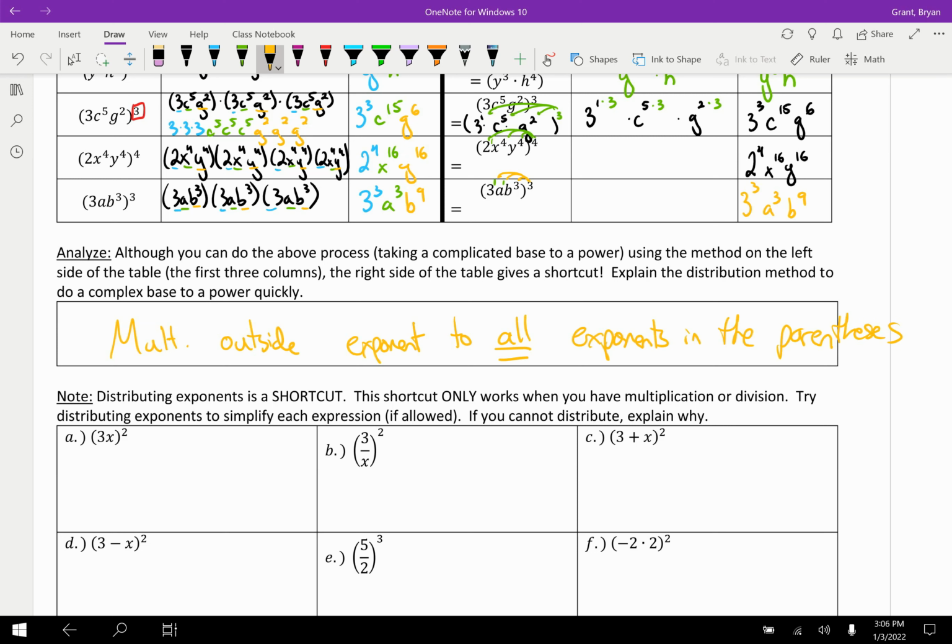Now, I've mentioned this before in the past, and this is really going to be big this semester. Distributing exponents, distributing anything, is a shortcut. And with exponents, this shortcut only works when you have multiplication or division. We're going to do a lot more about this later on. But yeah, it's only going to work with multiplication or division.